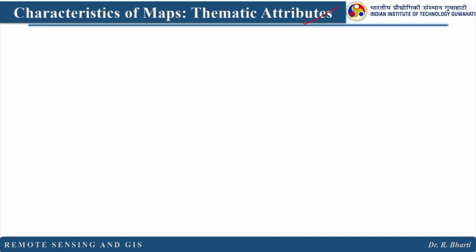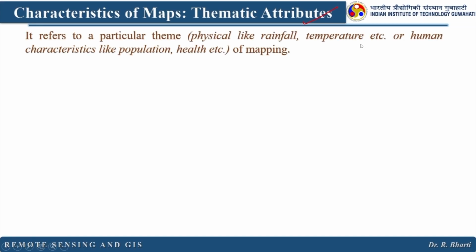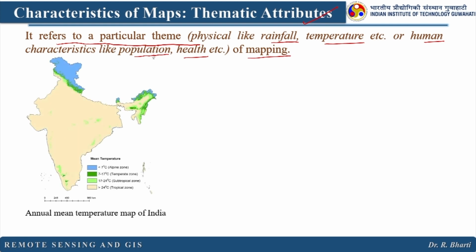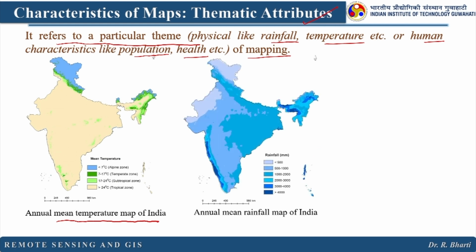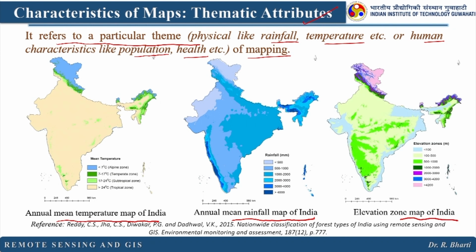Then when we say thematic maps or thematic attributes attached to a particular map, what exactly does it mean? It refers to a particular theme like rainfall, temperature, or human characteristics like population, health, etc. of mapping. Here is one example of thematic maps. This is the annual mean temperature map of India, right. This is another, the annual mean rainfall map of India, and this is the elevation zone map of India. These are thematic maps because each of them has a different theme or different information.